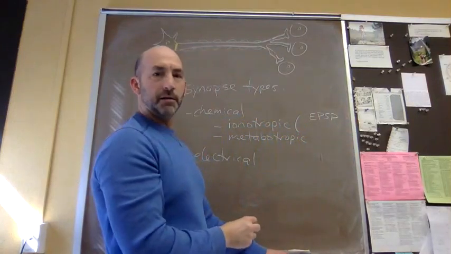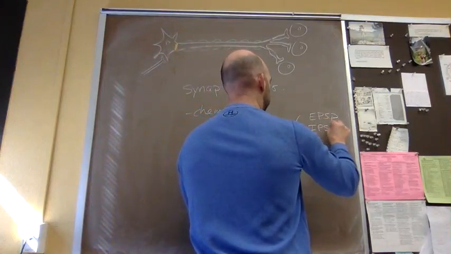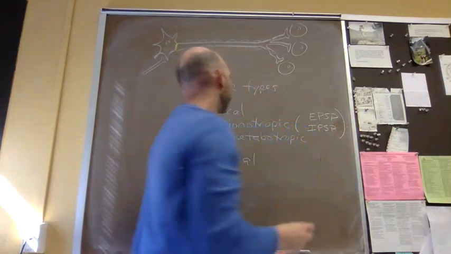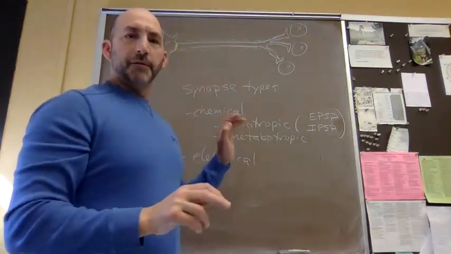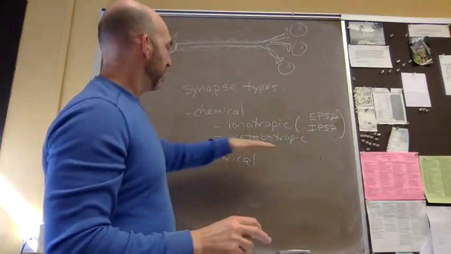So the ionotropic ones form those groups: EPSP generating channels and IPSP generating channels. Okay, hold off on that. We're going to come back to those. Again, that's the most common type.